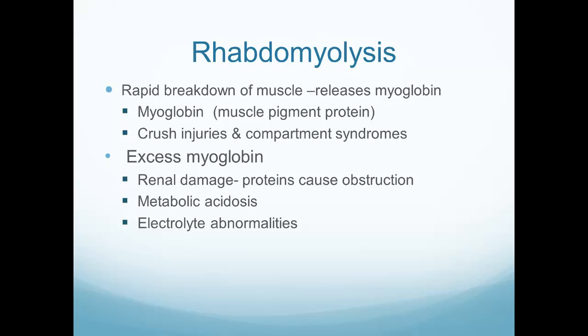And it gets into the bloodstream and it clogs up the kidney. So these big myoglobin molecules block up the kidney, and then they can cause the patient to develop some renal dysfunction. Crush injuries, compartment syndrome, things like that often are going to result in rhabdomyolysis. We can also see it in other situations where the patient has a lot of muscle breakdown. So any kind of big trauma or anything like that, we can end up with rhabdomyolysis.